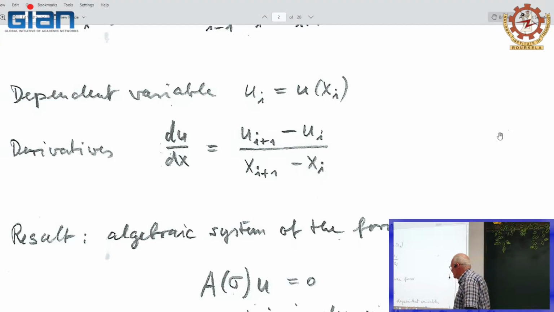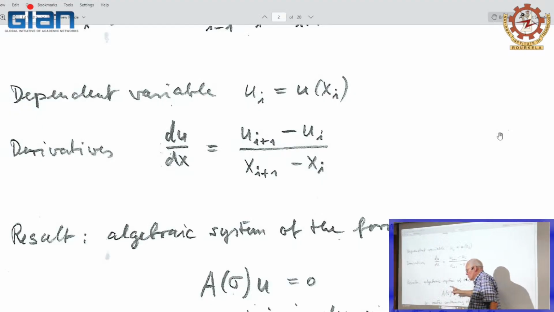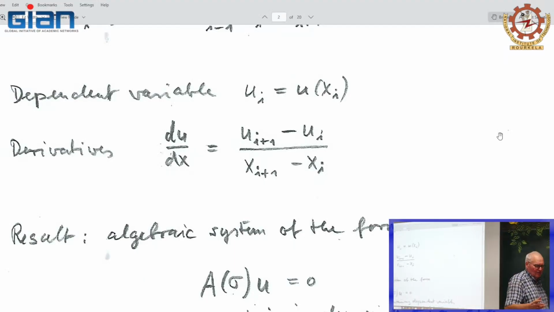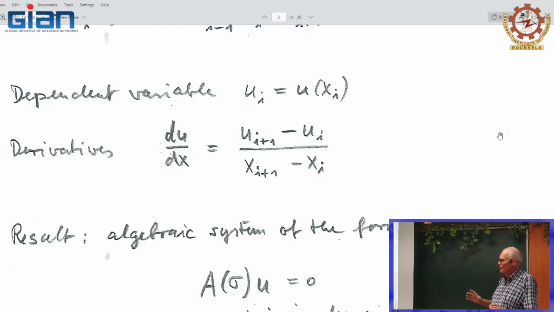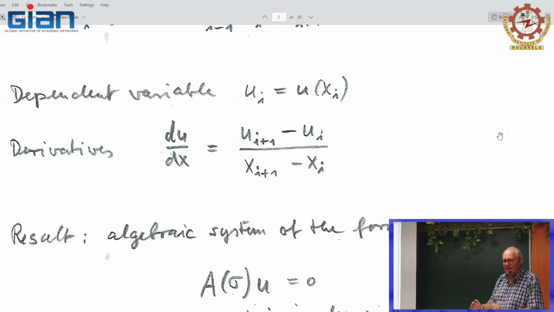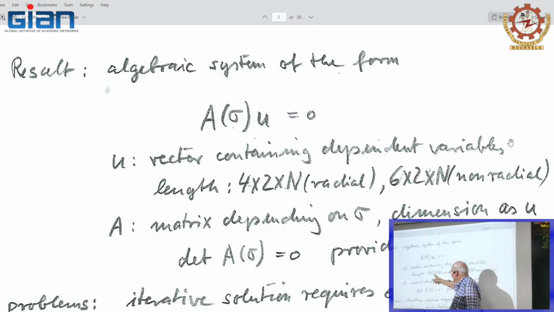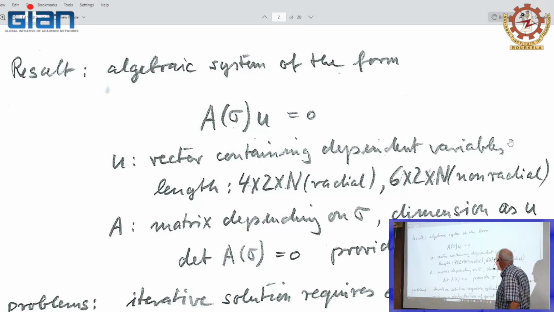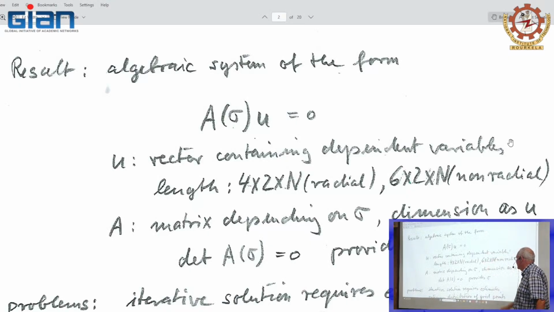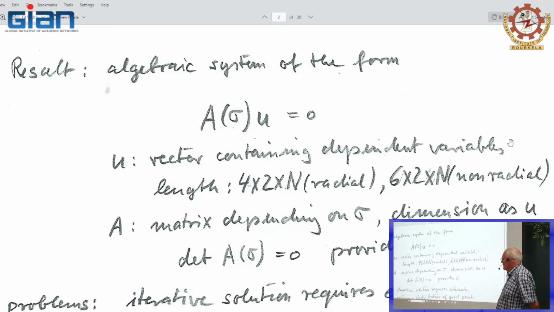And these vectors are contained in the vector u here, and u consists of the vector containing the temperature, for instance, the vector of pressure, and so on. In the radial case we have 4 equations, since it's complex, times 2 times the number of grid points, and 6 times 2 times n in the non-radial case. So this matrix A still depends on the eigenfrequency.